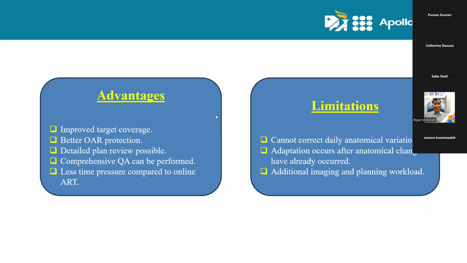So what about the limitations? It cannot correct daily anatomical variations. Yes, adaptations occur after anatomical changes have already occurred. Next, additional imaging and the planning workload. These are the limitations of offline adaptive radiotherapy.